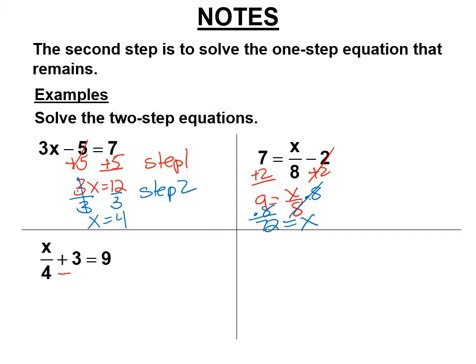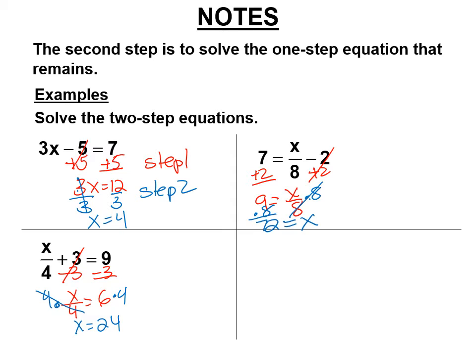We have a plus 3 in this one, so we subtract 3 from both sides. We have x divided by 4 equals 9 minus 3 equals 6. X is being divided by 4, so we're going to multiply by 4 on both sides. And you can do it that way since you can do this in your head. 6 times 4 is 24.